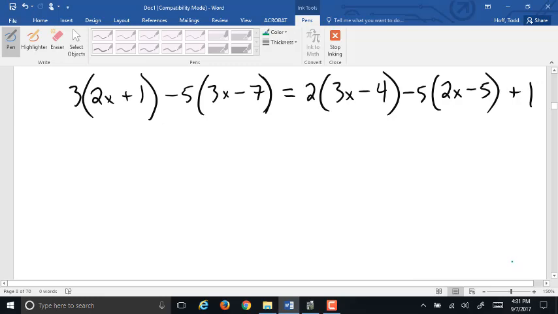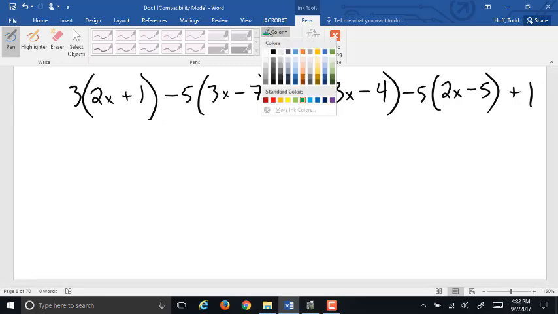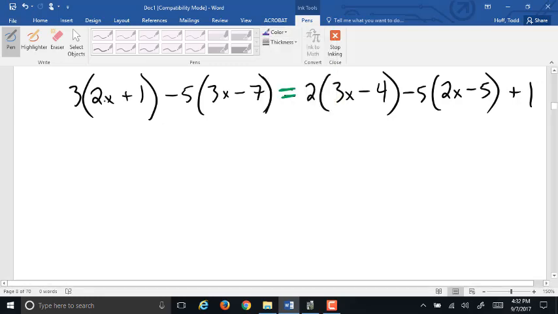Let's see how you're doing on this one. As we mentioned before, we can work on each side of the equal sign separately to simplify and combine. So let's do that. On the left side here, we have several enclosing symbols. We're going to follow our order of operations. So we're going to go left to right.